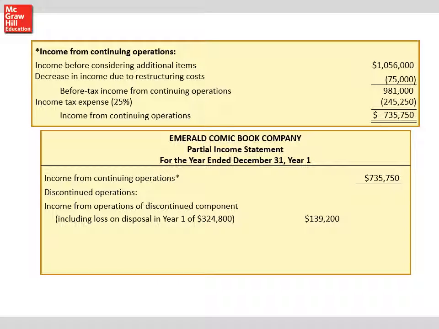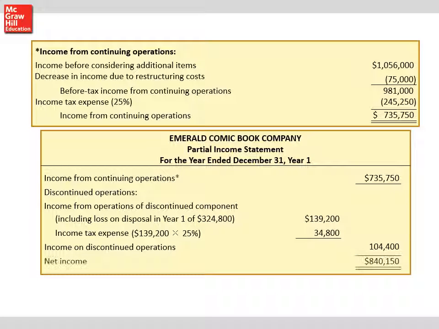Now subtract the income tax effect. Well, if you made $139,200 overall, you're going to have 25% income tax, which will decrease your income on discontinued operations. Since we have an overall income on discontinued operations, we add it to our continuing operations to get our net income. So just another demonstration of how discontinued operations could occur.